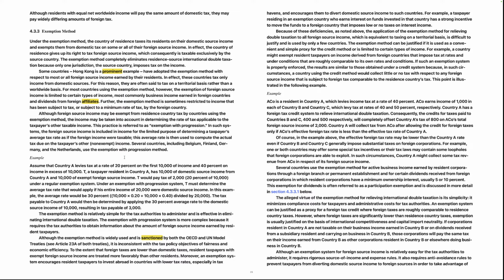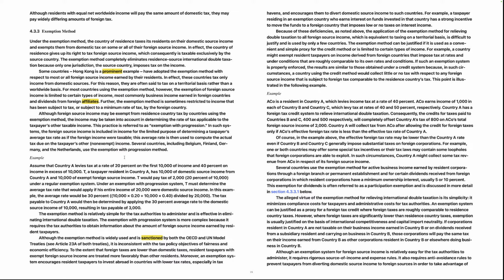The exemption method is relatively simple for tax authorities to administer and is effective in eliminating international double taxation. The exemption with progression system is more complex because it requires the tax authority to obtain information about the amount of foreign source income earned by the resident taxpayers. Although the exemption method is widely used and is sanctioned by both OECD and UN treaties, it is inconsistent with the tax policy objectives of fairness and economic efficiency.